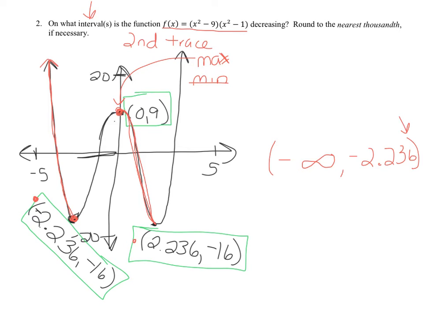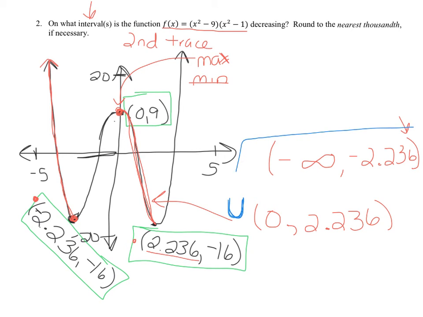My second interval, which is right here, starts at the x value of 0 and goes up to the x value of 2.236. We often use a union symbol between these two. So I'm just going to get a different color so you can see that. So a union symbol just looks like a U, and that's saying that these are both intervals where the function is decreasing.